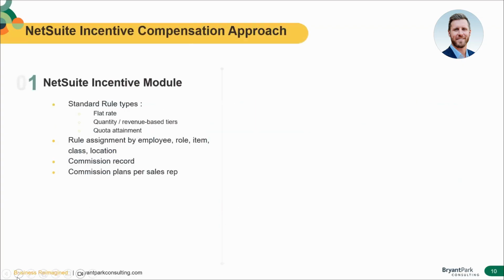So the first solution that most customers are evaluating is NetSuite's incentive module. This is a module that can be deployed in NetSuite ERP. Foundationally, there are some key value points that this provides. It does provide some functions around being able to manage standard rule types, flat rate, quantity based, some quota attainment inputs. It can allow you to do some rules across some standard segmentation, having a commission record to be able to report out on some of that information, being able to have commission plans across sales reps.